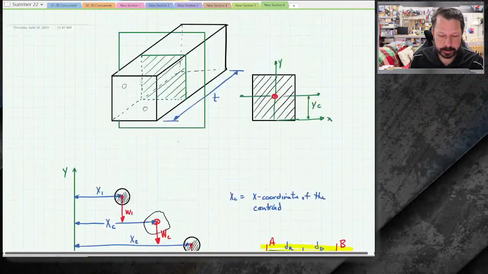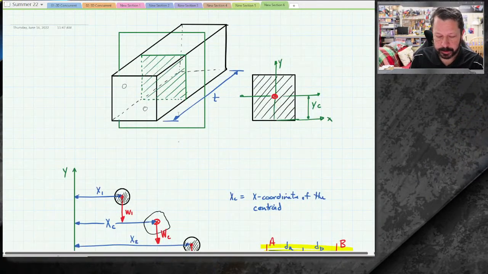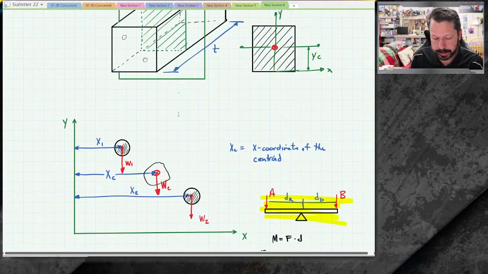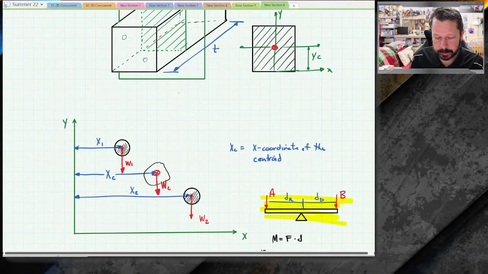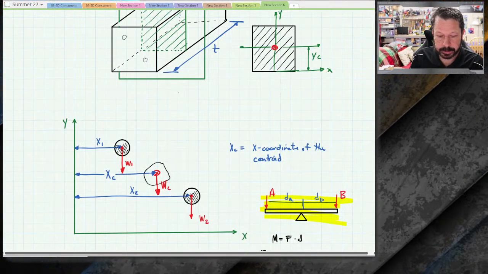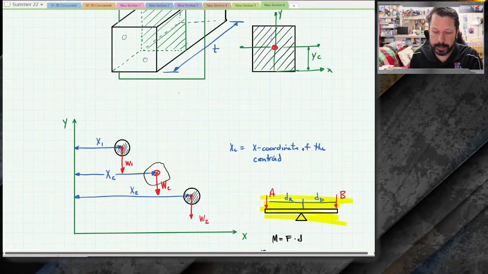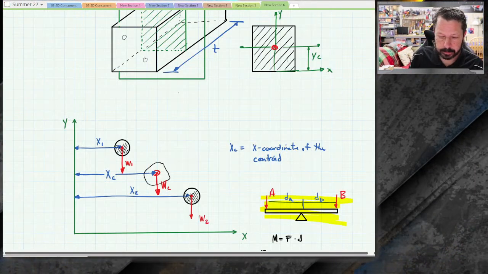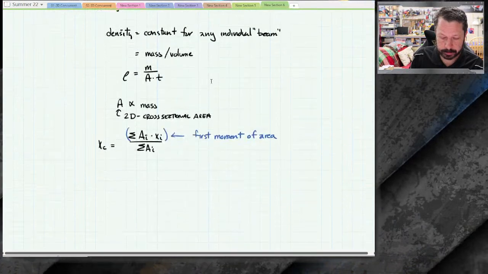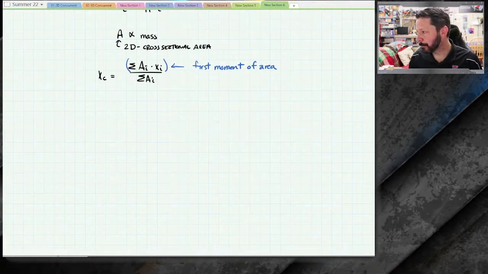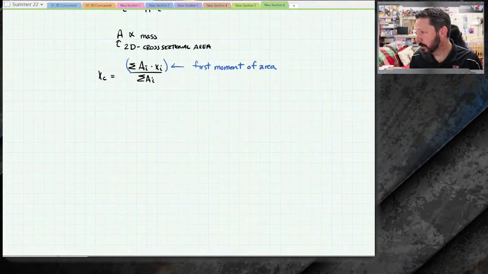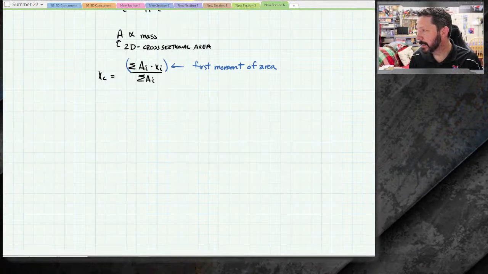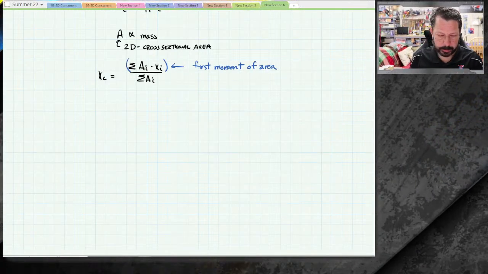Density is constant for this beam. The gravitational field is constant, all that kind of stuff. And all that the weight depends on is those constants multiplied and divided by whatever shape I'm dealing with. The other thing I can do is I can say, well, that's fine.